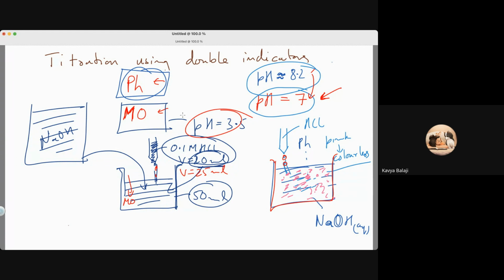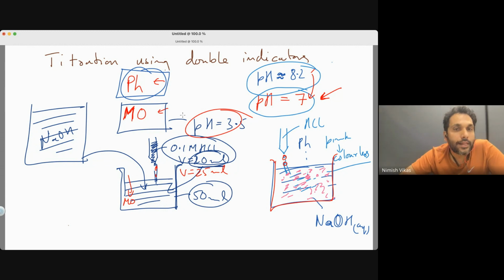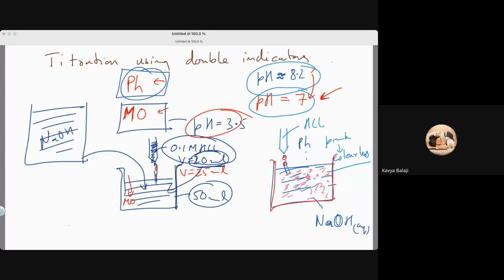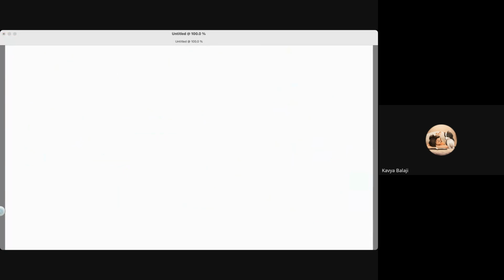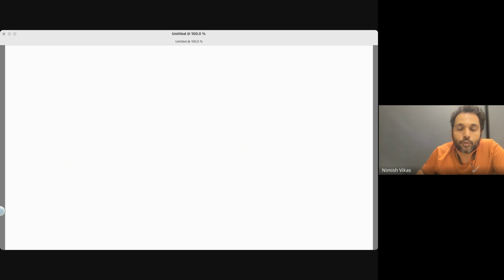So at what pH level does the methyl orange change color again? I didn't understand that. So at which pH level does methyl orange show the color change? 3.5.